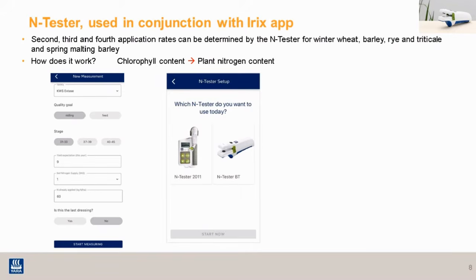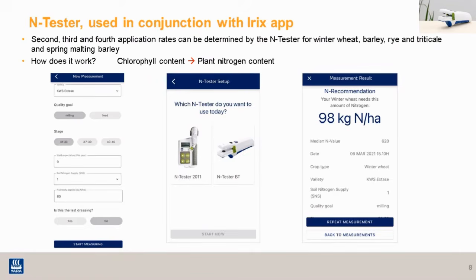You can use, or you should be using, the IRIX app in conjunction with the older N-Tester too. And the reason for that is the software will no longer be updated for that older version. So if you want to get some of the latest varieties, you need to use the IRIX app in conjunction with that 3-digit value that you'll get from your older N-Tester, and it will give you the recommendation for the newer varieties.